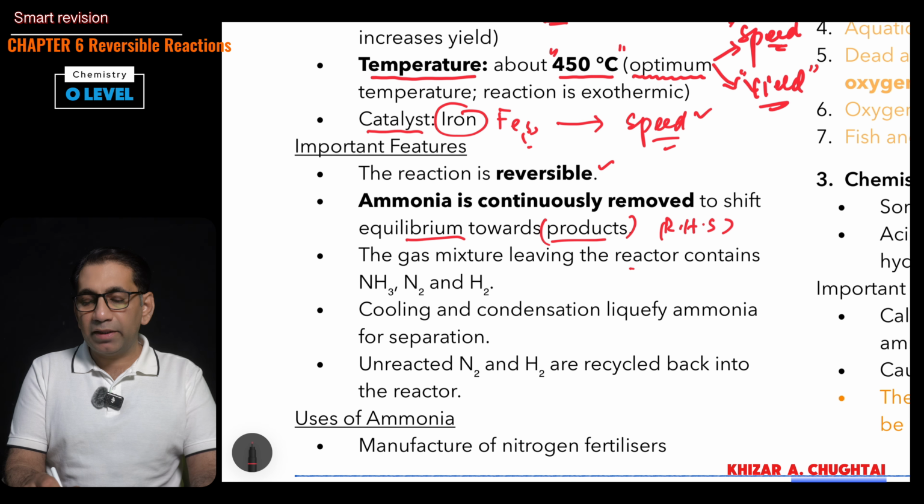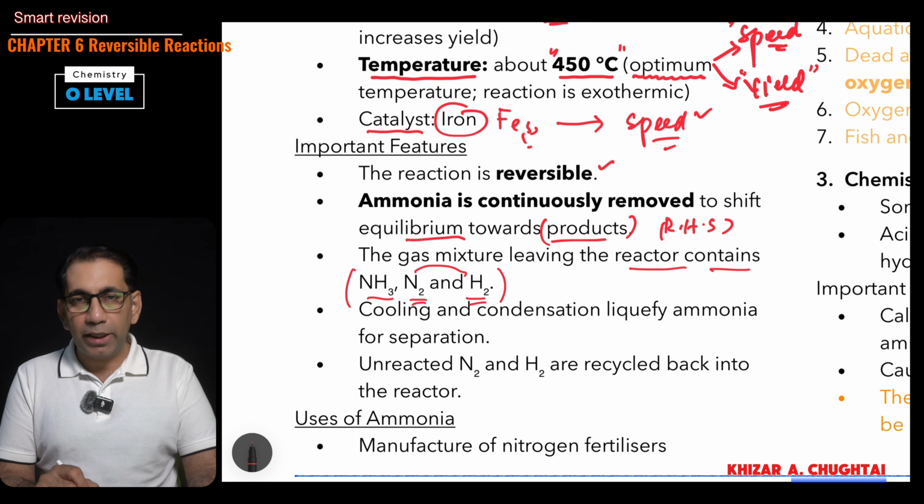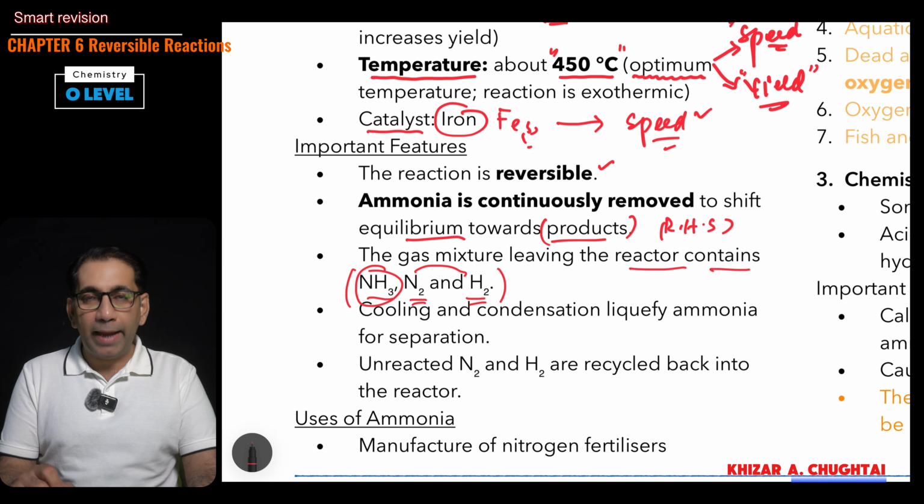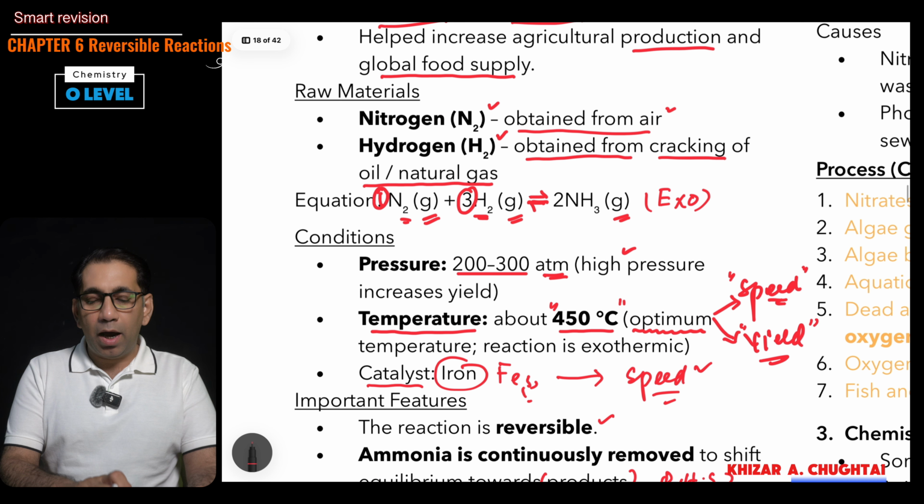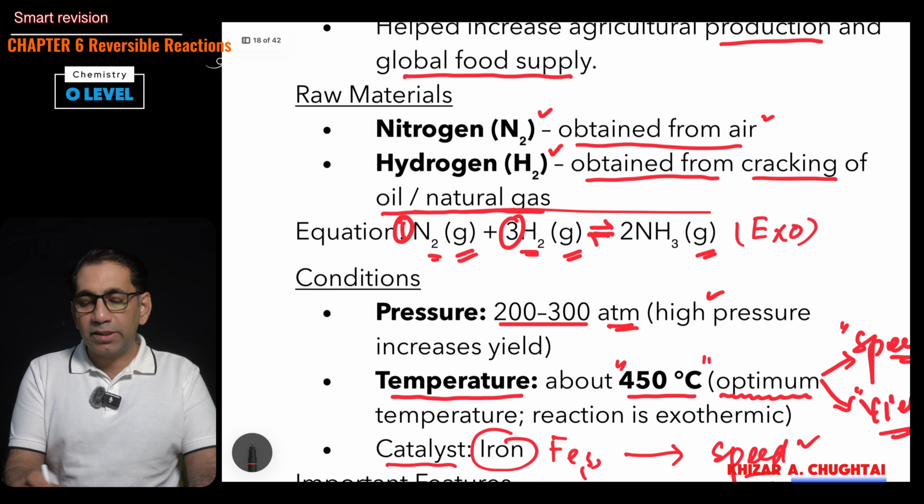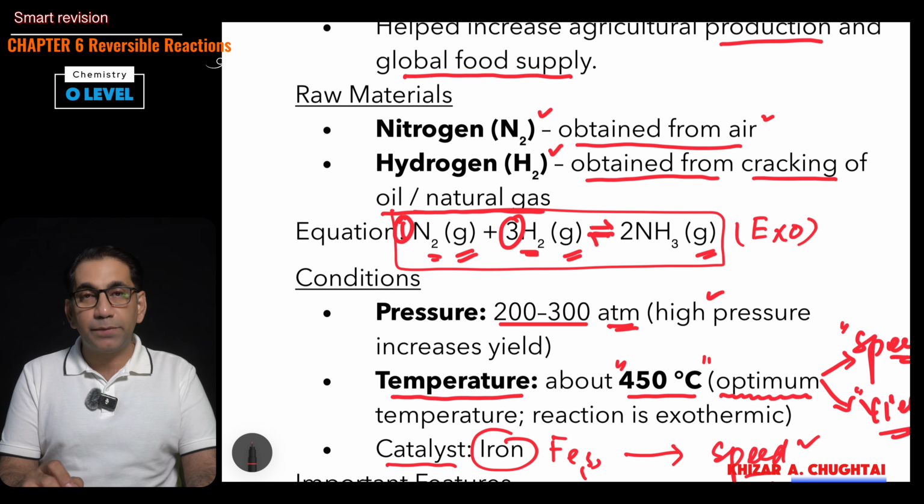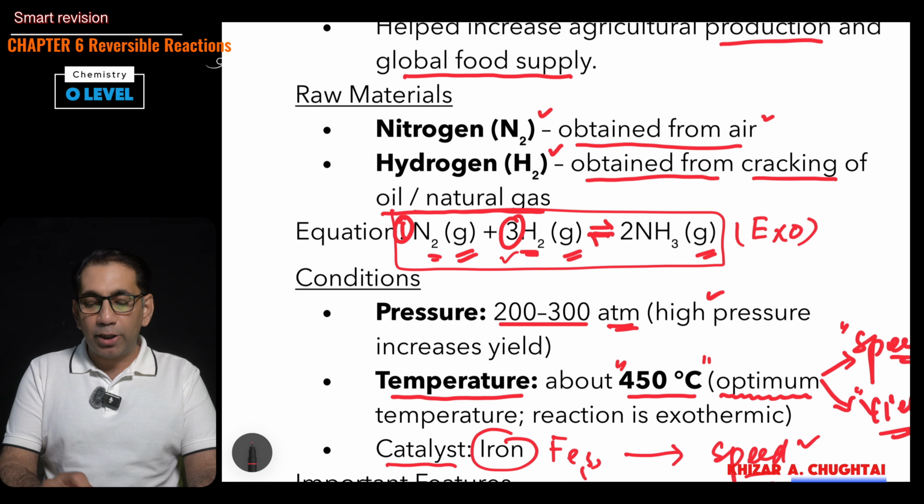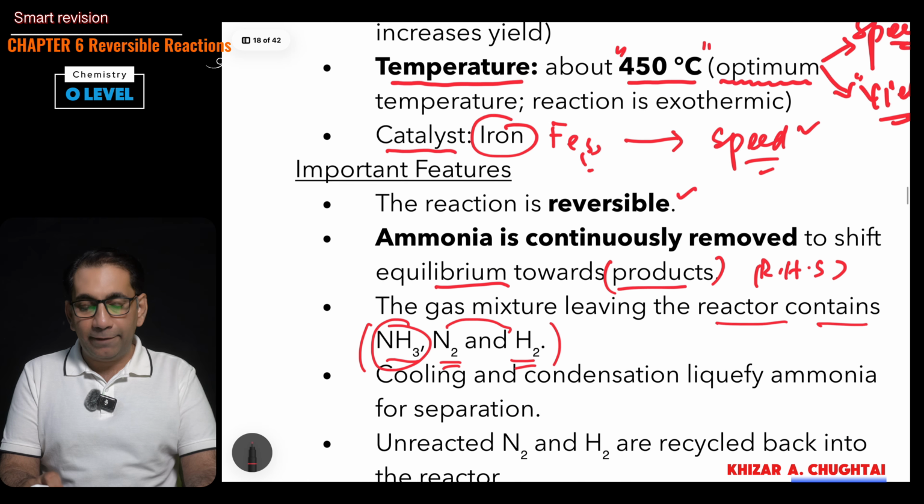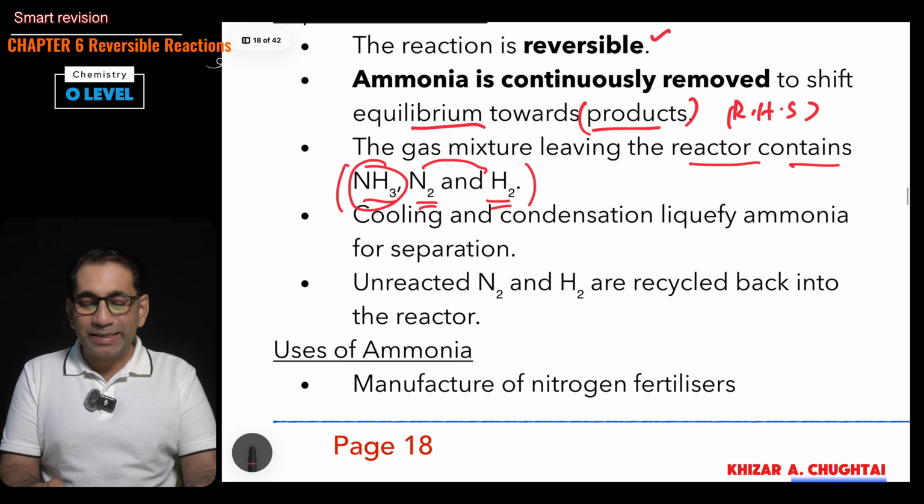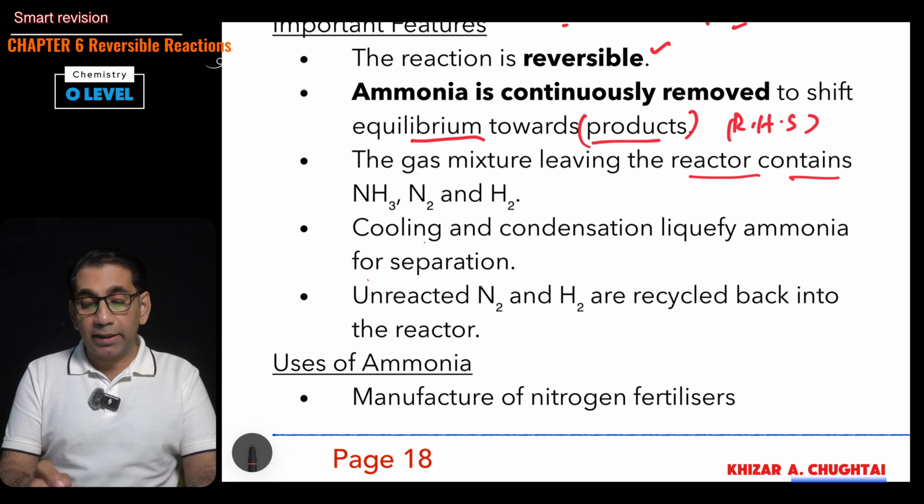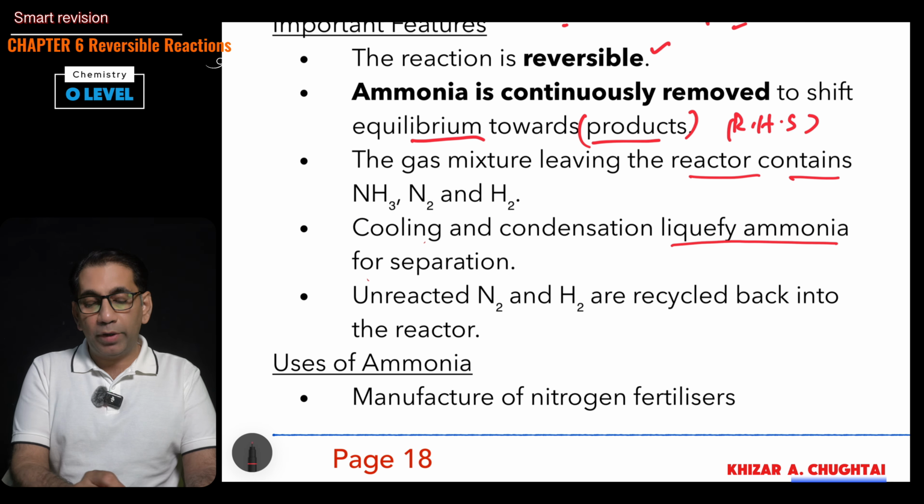The gas mixture leaving the reactor contains unreacted nitrogen and hydrogen, and newly formed NH3. As you know, this is a reversible reaction, so the container has all of the species, reactants as well as the product. They all will be present. Next thing is cooling and condensation, liquefying ammonia for separation. Unreacted nitrogen and hydrogen are recycled back into the reactor.